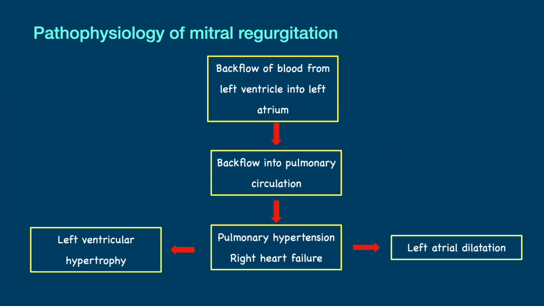Let's take a look at the pathophysiology of mitral regurgitation. If the mitral valve does not close properly, the blood from the left ventricle is only partially directed into the systemic circulation. The other part is pumped into the left atrium again, and since the pulmonary veins have no valves, it's pumped back into the pulmonary circulation. This leads to an accumulation of blood in the lungs and thus to pulmonary hypertension, right ventricular load, and right heart failure.